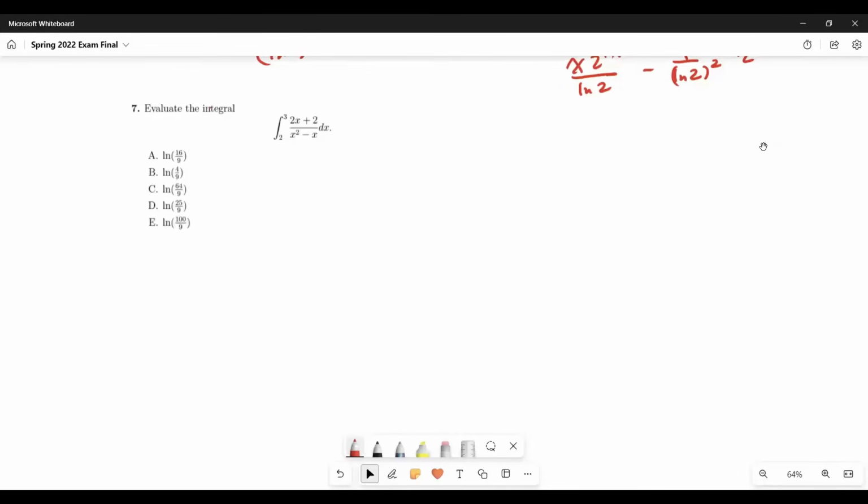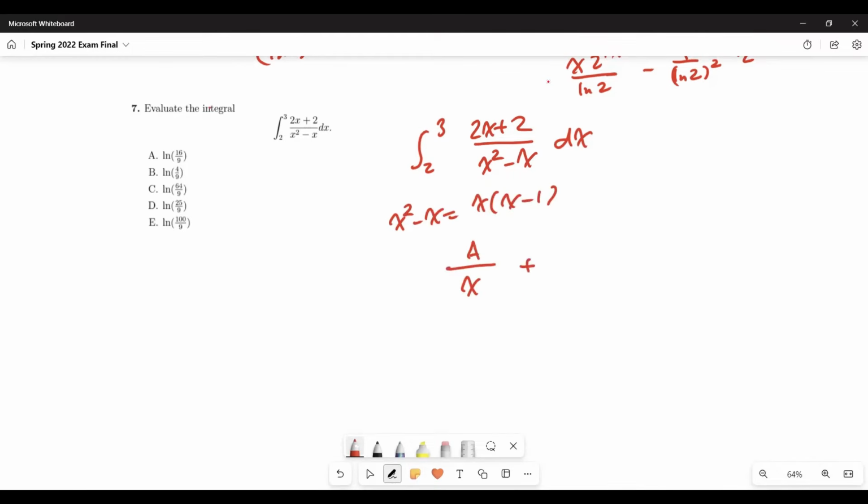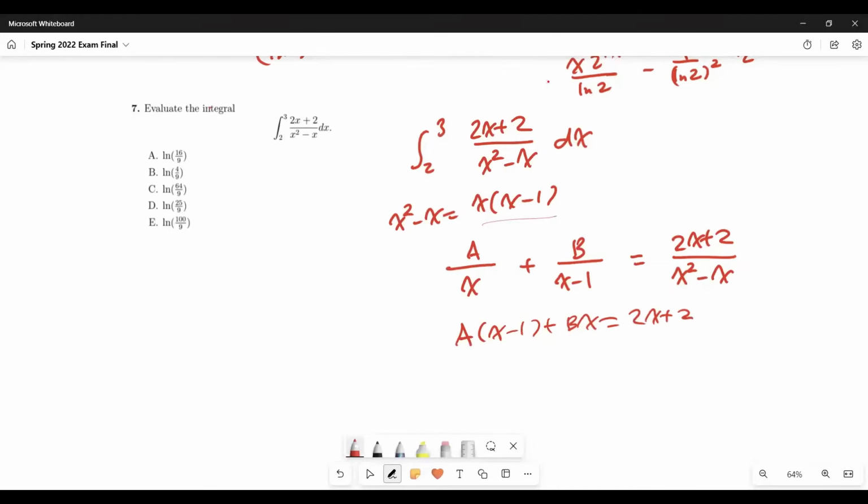Okay, this question asks to evaluate the integral, 2 to 3, 2x plus 2 over x squared minus x dx. This is partial fraction decomposition. So x squared minus x is the same as x times x minus 1. So you can decompose that as A over x plus B over x minus 1, which is the same as 2x plus 2 over x squared minus x. Multiply by x times x minus 1 on both sides to get rid of the denominator. So this is going to be A times x minus 1 plus Bx is equal to 2x plus 2.